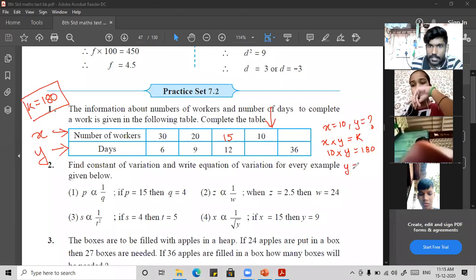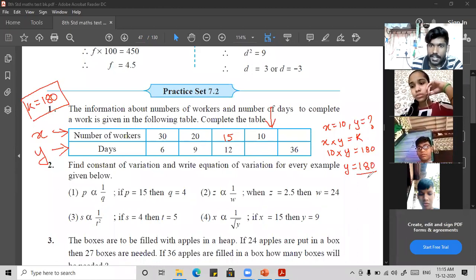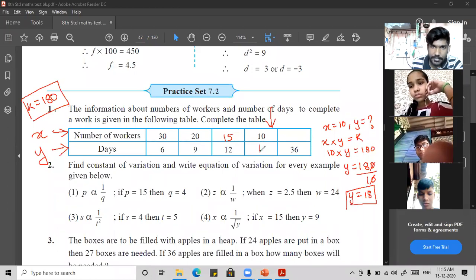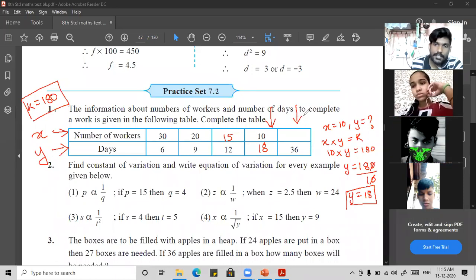Now keep Y on one side and take 10 to the other side. When 10 goes to the other side, 180 will get divided by 10. So 180 divided by 10, the 0 and 0 you can cancel, and this becomes 18. So in this case, Y is 18. Now similarly, in the last case, value of X is not given and value of Y is given. So we have to find out the value of X.